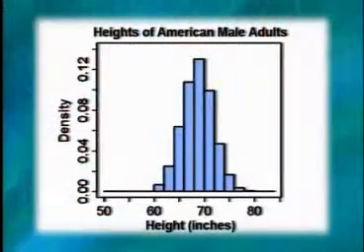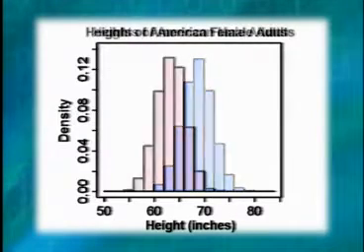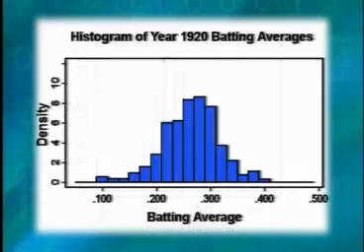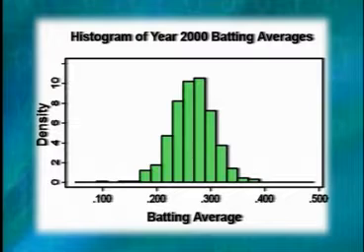Here is the first example: the histogram of the heights of adult American males. Here's the next example, the heights of American females. The next example is the histogram of the year 1920 Major League batting averages. Here's another example, a histogram of the year 2000 batting averages.